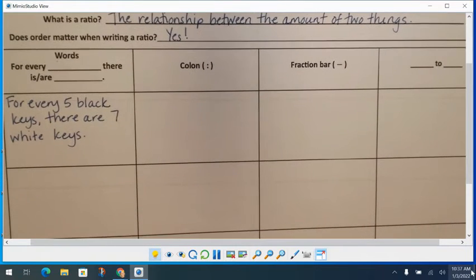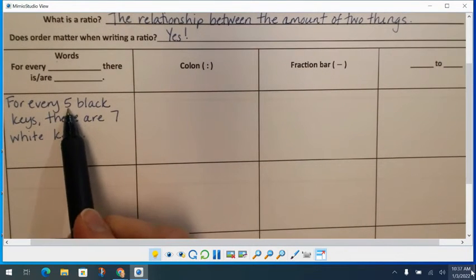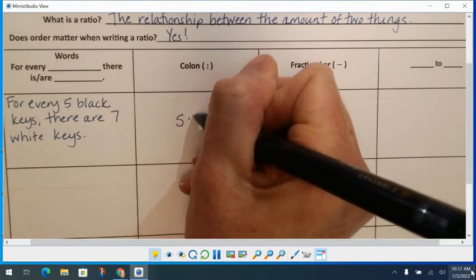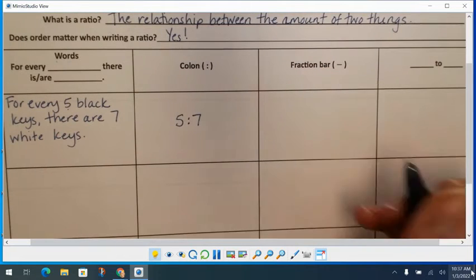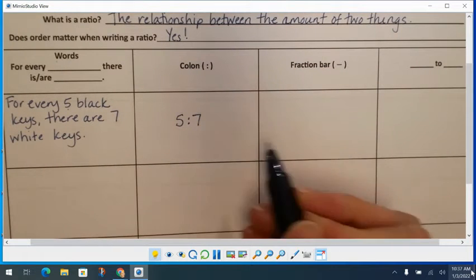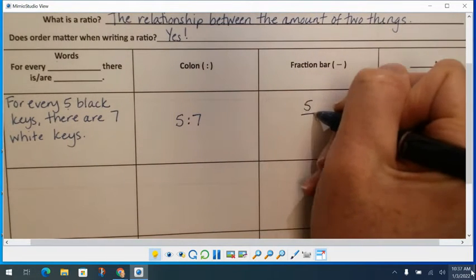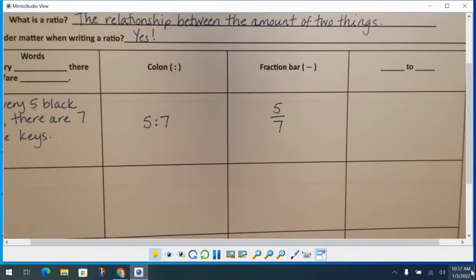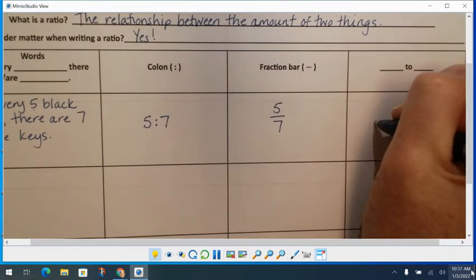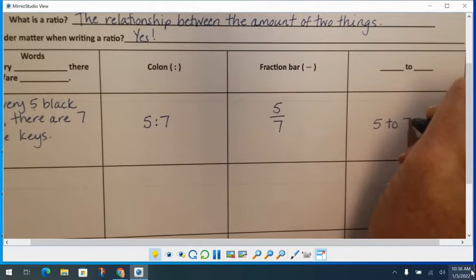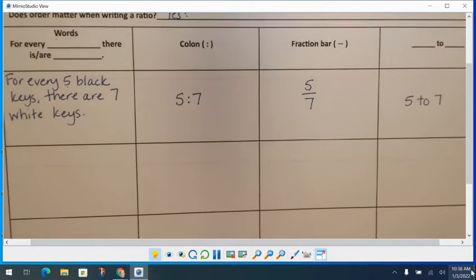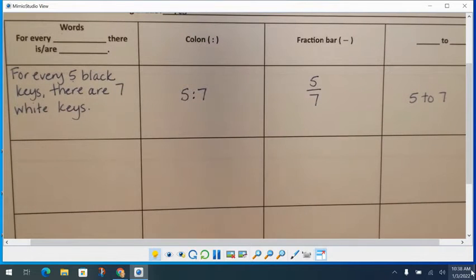Now to write that ratio using a colon, I have to go in the same order that I'm in my word form. So the 5 has to come first, since it comes first in the original statement. So 5 to 7, this is read 5 to 7. I can write it with a fraction bar, since a ratio basically is a fraction. Or I can write it as 5 to 7. So those are the different ways I can write a ratio. Let's look at another one.